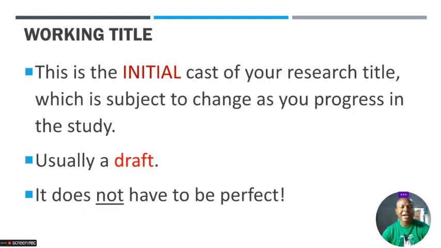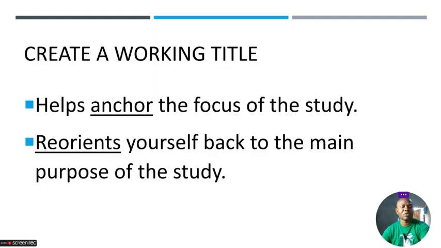The working title is the initial cast of your research title, which is subject to change as you progress in that particular study, and it is usually a draft. It's the raw idea that you are coming on board with. Never be inclined to stick with it. Maybe people are trying to correct you, and some people want to stick to it: this is what I've come up with. No, no, no. That is not the concept. That's not the idea of a working title. Again, it's important to understand that it doesn't have to be perfect. It's your raw idea, and you can work with it over time.